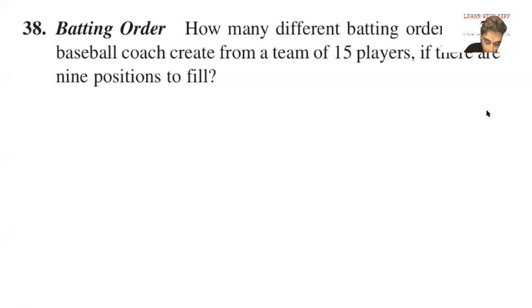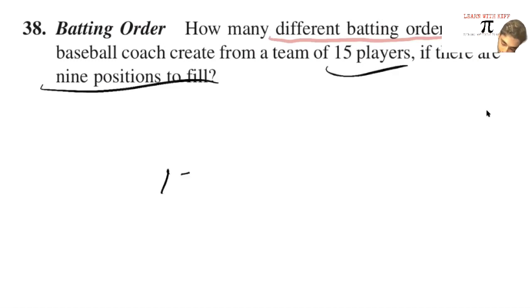Okay, so how many different batting orders can a baseball coach create from a team of 15 players if there are 9 positions to fill? Something very important to notice: how many different batting orders? Well, that screams to me that order matters, because it's asking how many orders can you create, and that we know is a permutation. So there are 15 players and 9 positions to fill. Simple enough. 15 permutation 9.